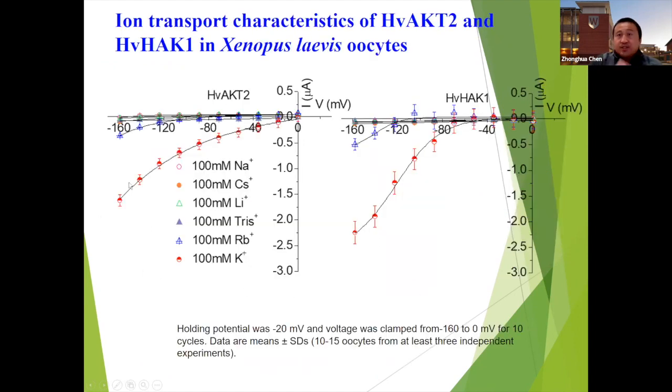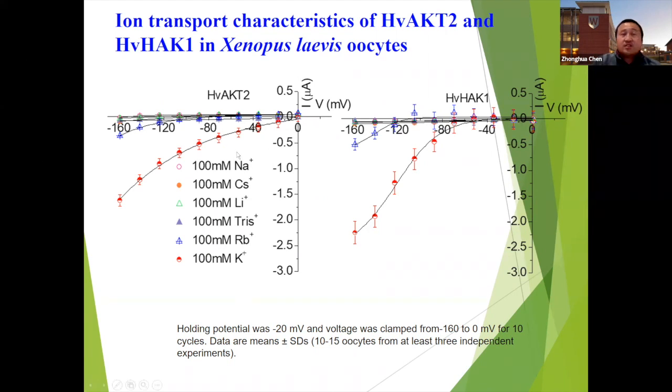We also used the Xenopus laevis oocyte system, with two-electrode voltage clamp to test. So effectively, we synthesized the capped RNA of those two genes and injected them into oocytes. Then we used an electrophysiological method to measure the current.